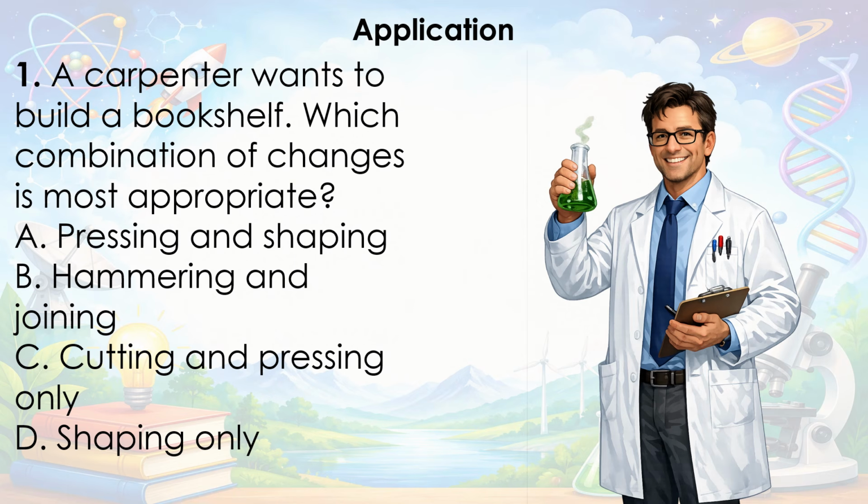The first question, a carpenter wants to build a bookshelf. Which combination of changes is most appropriate? A. Pressing and shaping. B. Hammering and joining. C. Cutting and pressing. Or letter D. Shaping only.